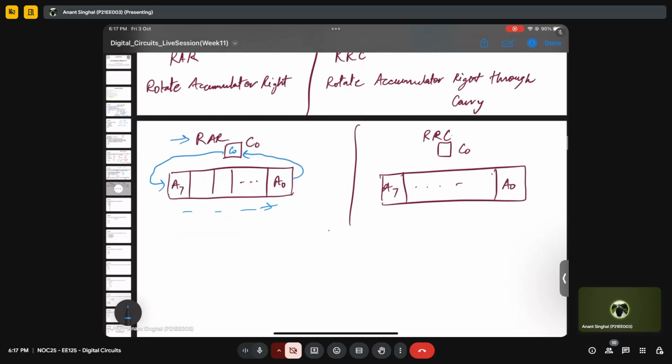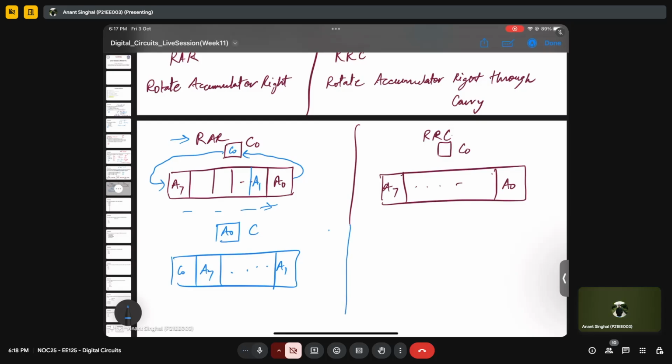So what I'm trying to say is, let's say we do the operation. After the operation, A0 comes into the carry flag, whereas C0 comes here, the A7 comes here, and at last we have A1. So let's say A1 was here. So this is a direct rotation of the right bit.